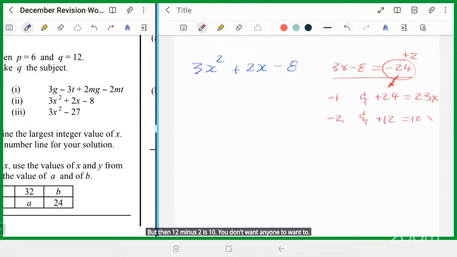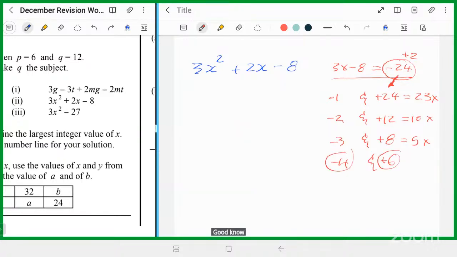So you cross that off again. Next two factors of 24 is 3 and what? 3 and 8. Make the larger one positive, the smaller one negative. But then 8 minus 3 is a 5. No, your middle term is a positive 2, so you don't want 5. Next two factors of 24 is 4 and what? 4 and 6. The large one positive, smaller one negative. Good now, because 6 minus 4 is 2. So I found your positive 2.